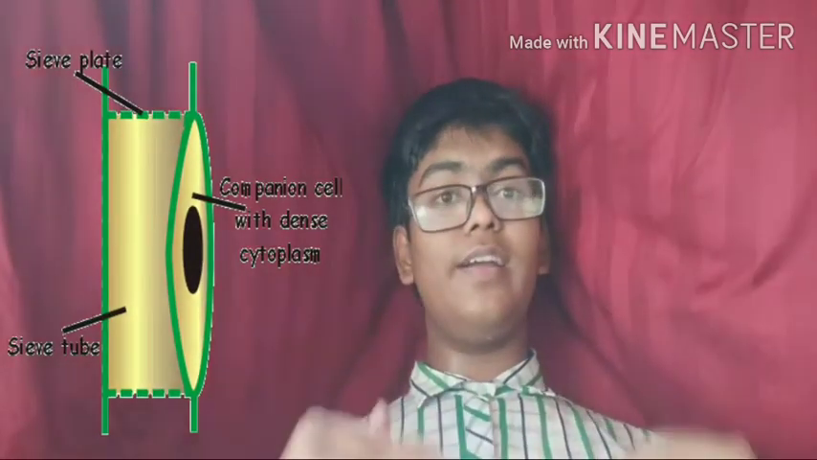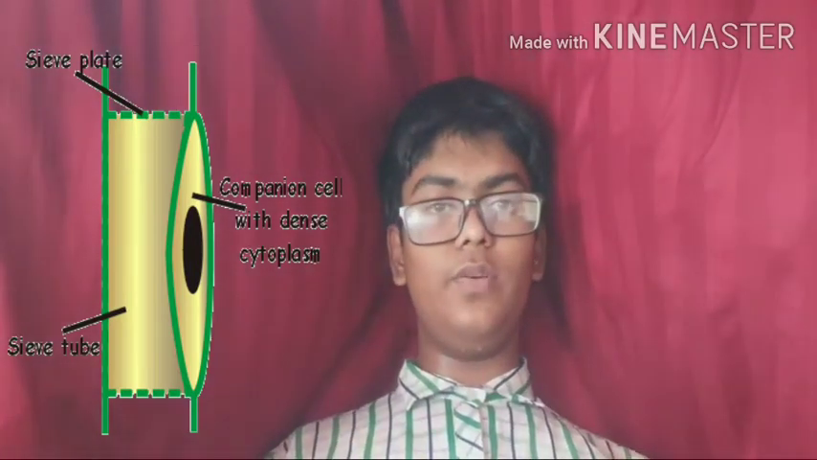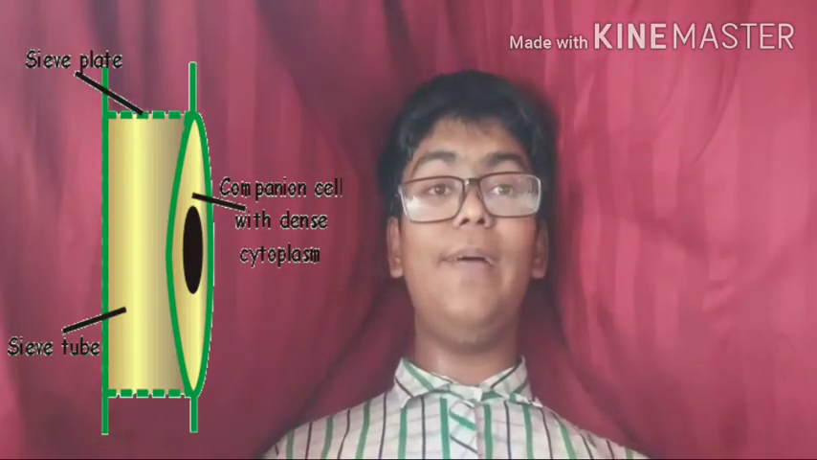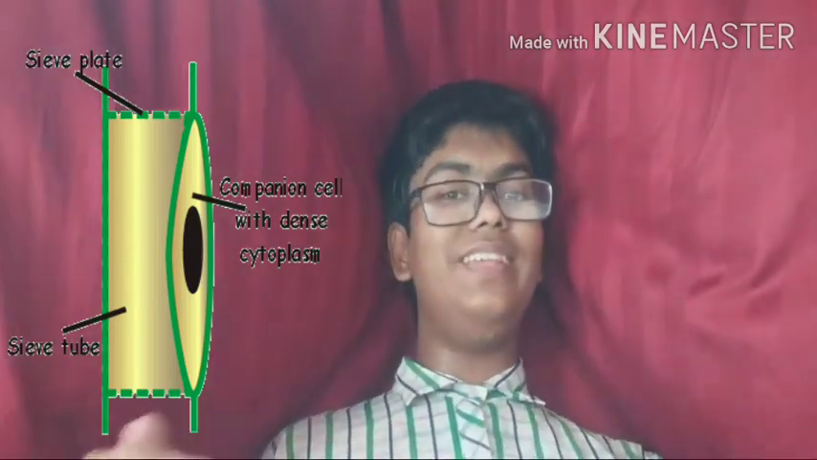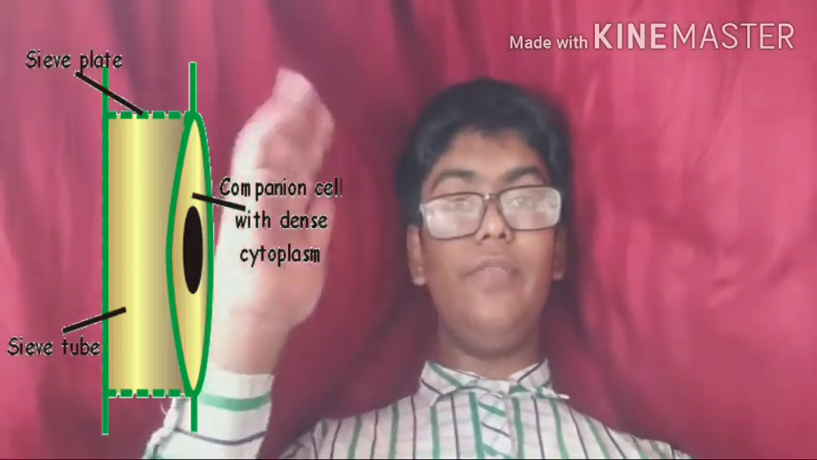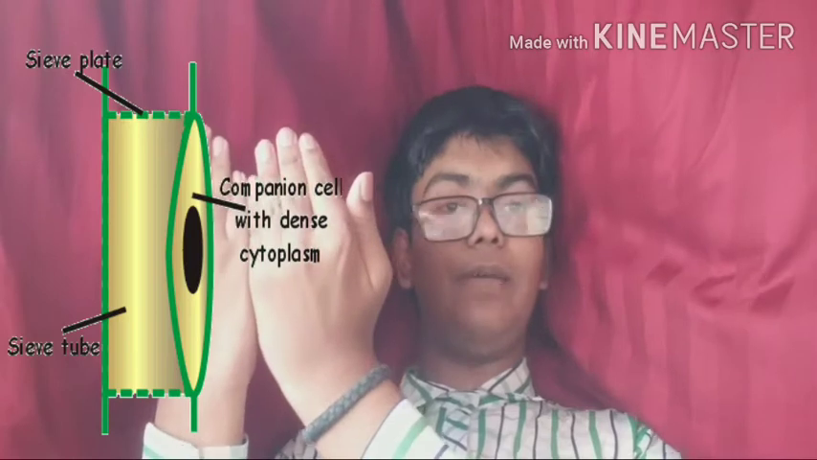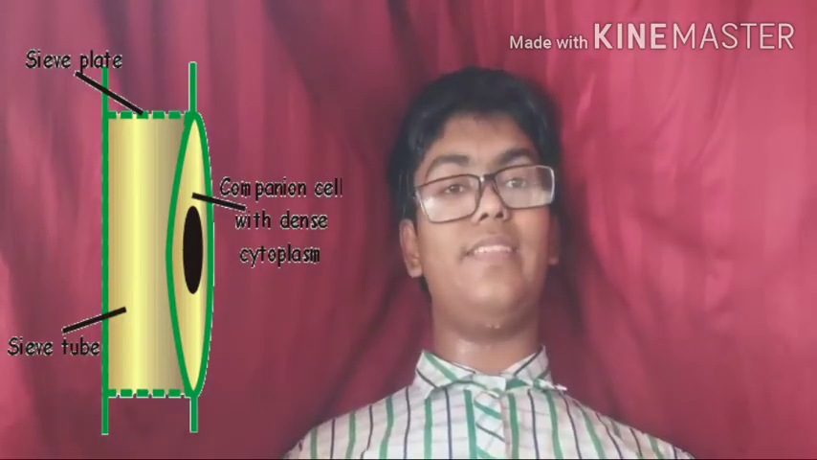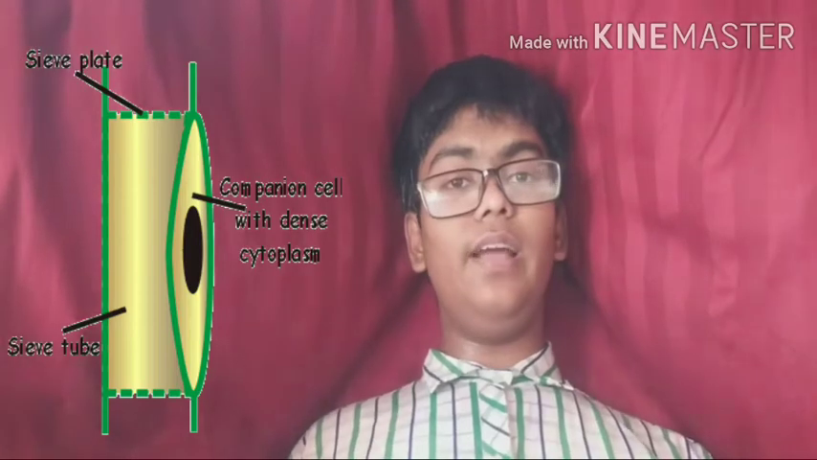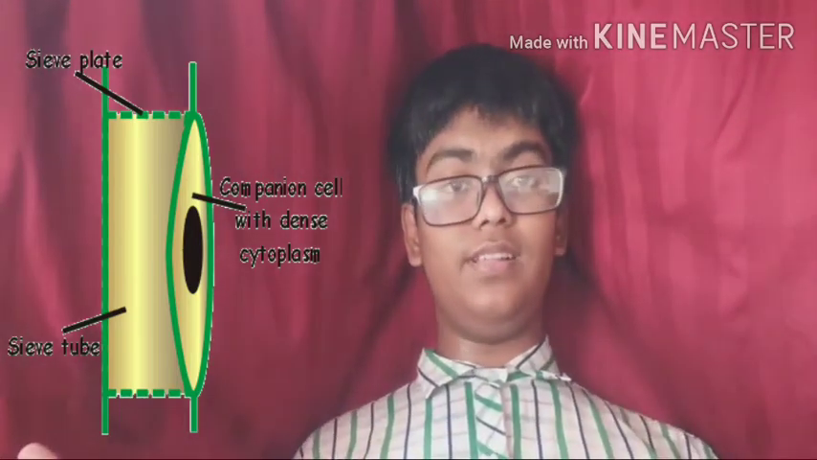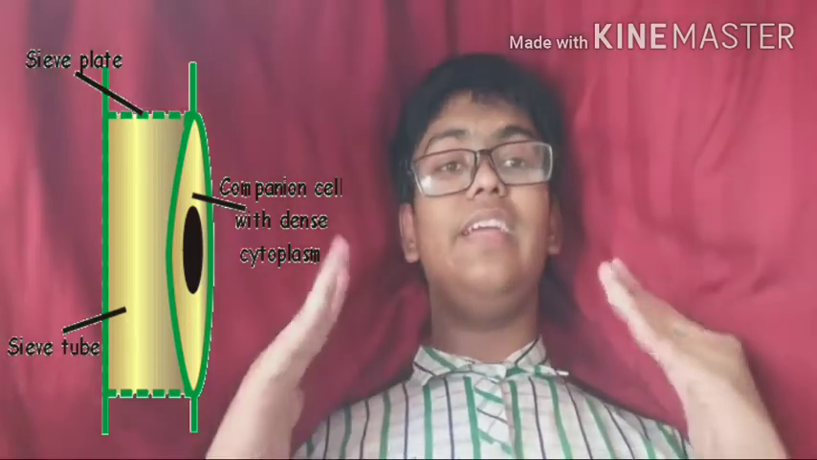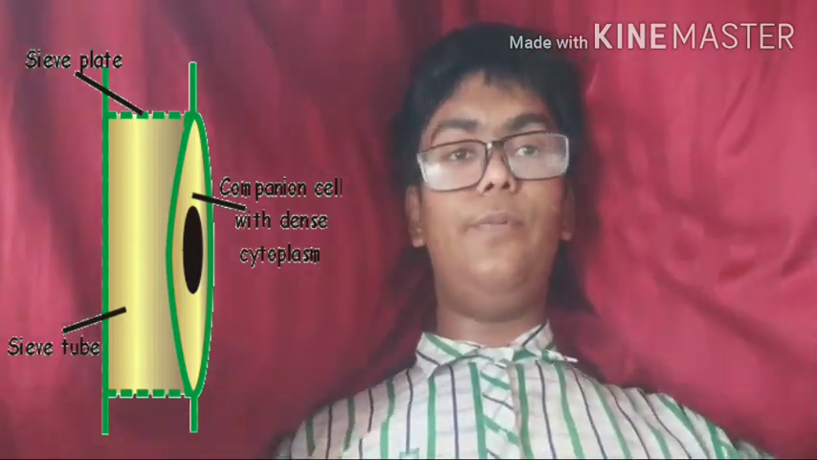Okay, the next type is companion cells. Companion means the one who is with you. Okay, we all know the meaning. I am not teaching English here, I am teaching bio here. So these companion cells are the companions of the sieve tubes. If you imagine this is a sieve tube, this is a companion cell just with it like a companion. Structure of companion cells: they are elongated thin walled cells attached to the sieve tubes, as I told you before. The function is that they help the sieve tubes to conduct the food materials.